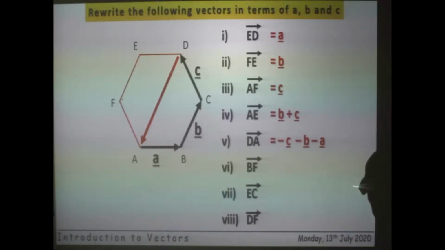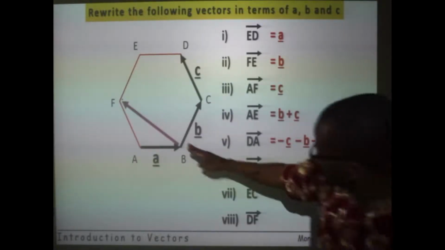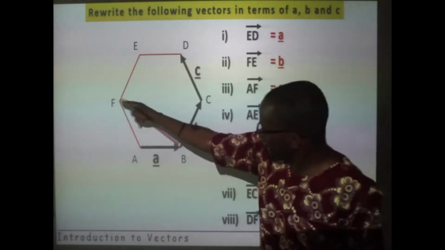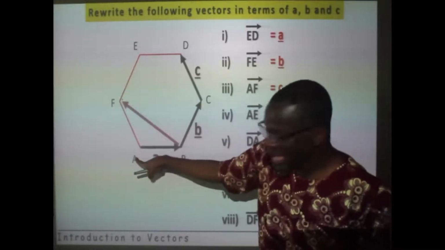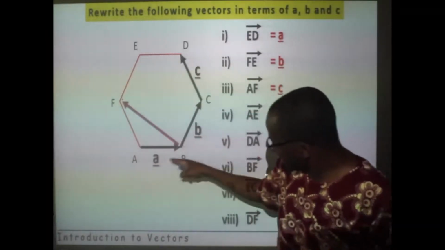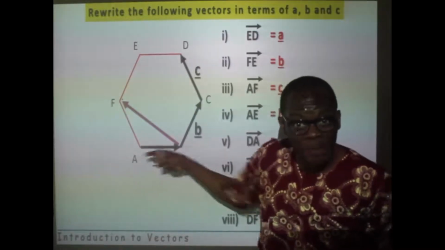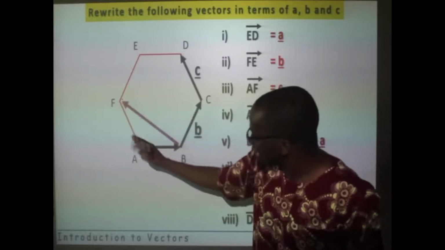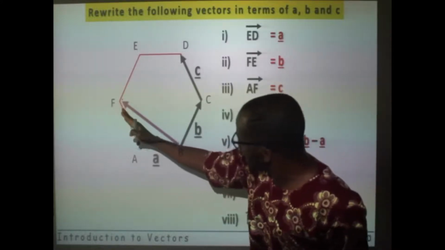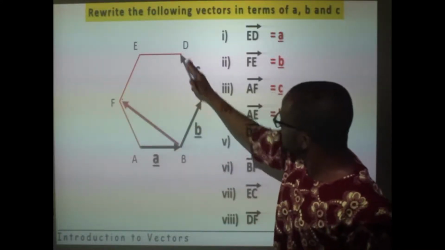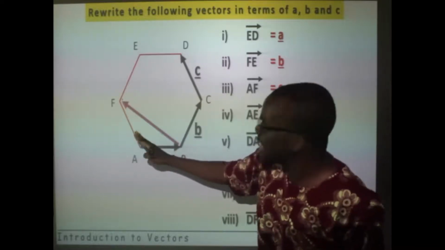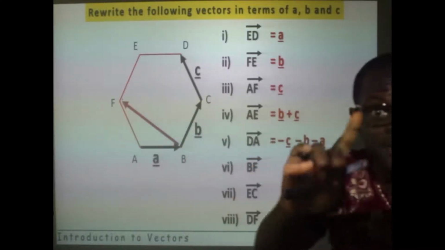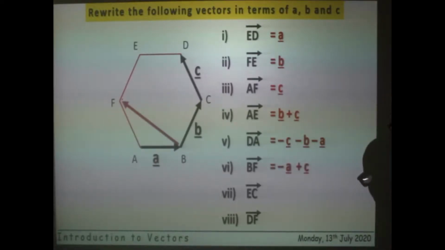How about BF? So quick, let's move on to BF. Look at BF. BF will be B to A, and then A to F. Now, B to A will be the exact opposite of AB. So it's going to be minus A plus AF. Now, AF, like I said, remember, is the same as CD. So it's going to be minus A plus C. Exactly. Minus A plus C.